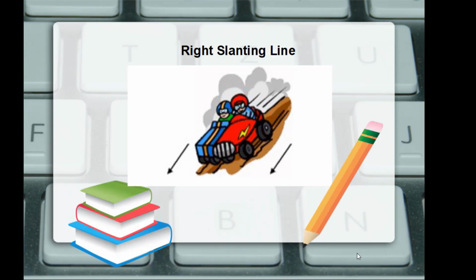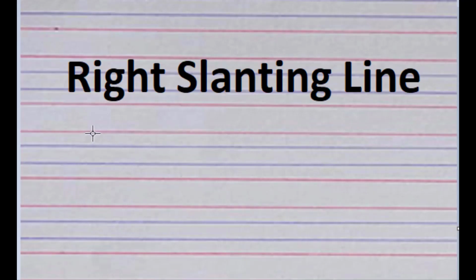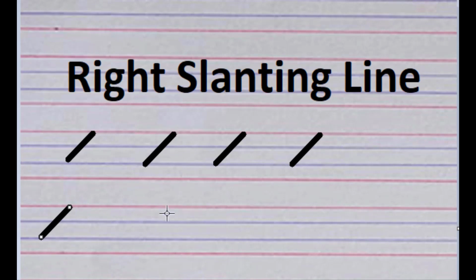Now we are going to learn how to write the right slanting line. This is how we write the right slanting line. We start from right and end up with left. See how I am writing? Is it easy, children? Yes. Are you following me? Yes, very good. Right slanting line.